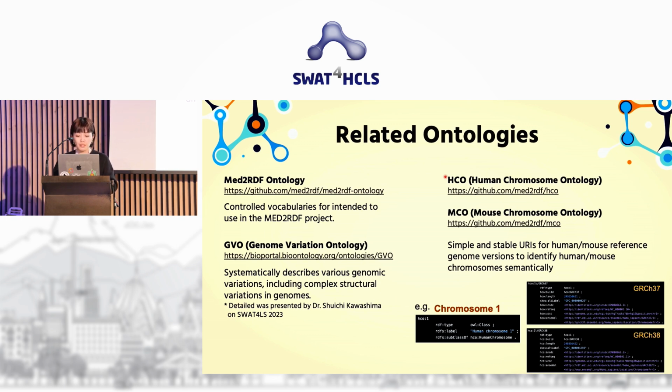As you know, the length and the sequence ID in major databases of human and mouse chromosomes are different depending on the build version, such as GRCh37 and 38 for human. So these ontologies provide simple and stable URIs for each reference genome across different databases.